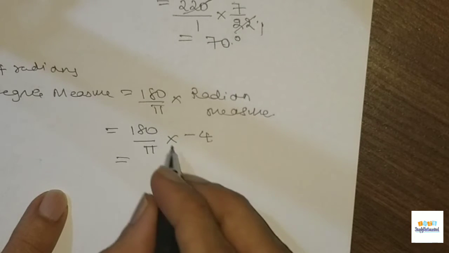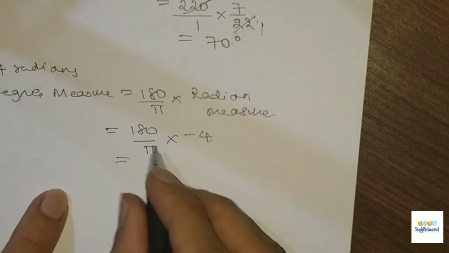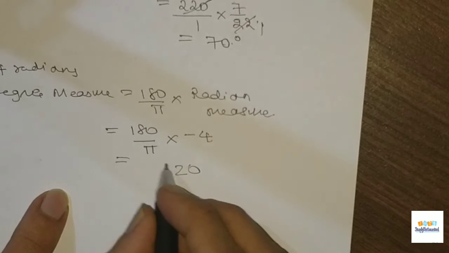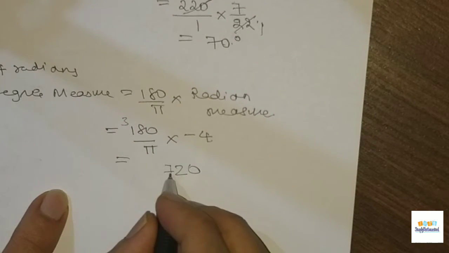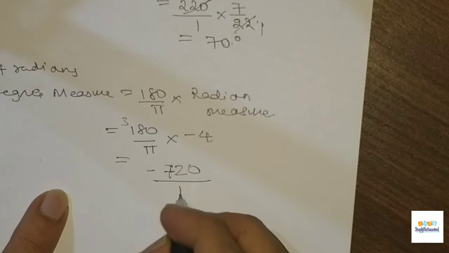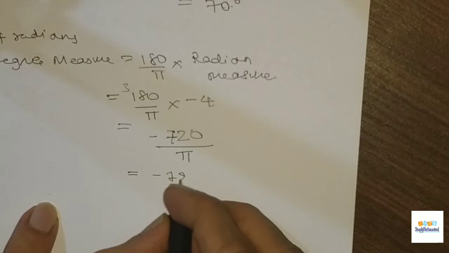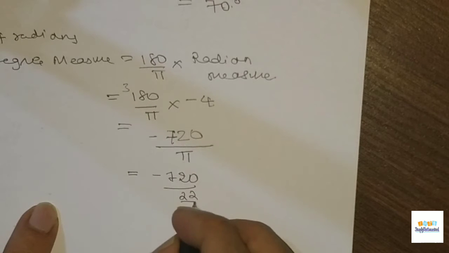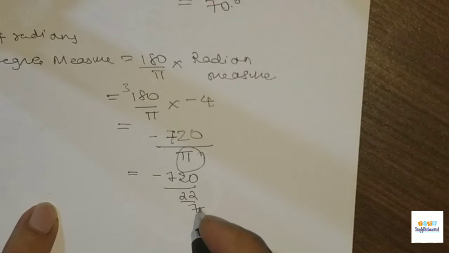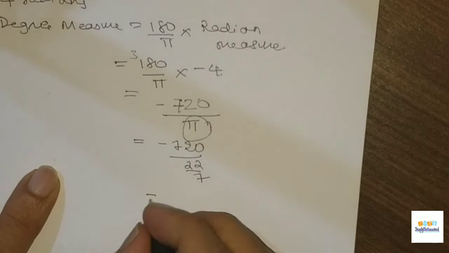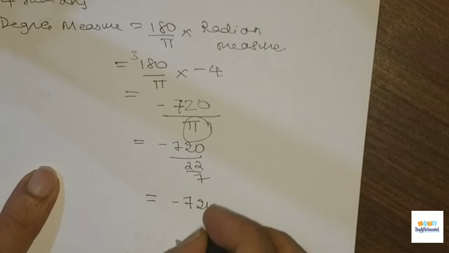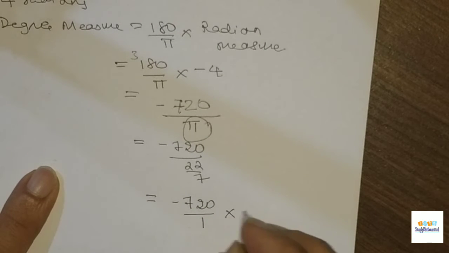So what we will get is 4 180s are what? 720. So -720 by pi. Which is equal to what? -720 divided by 22 by 7. Pi we have to write as 22 by 7. So what we will get is -720 by 1 multiplied by 7 by 22.